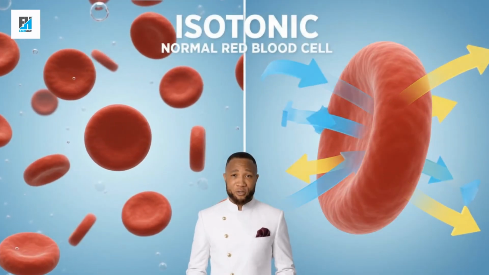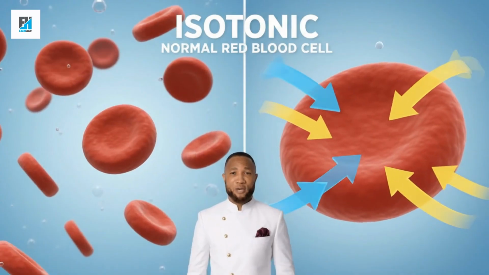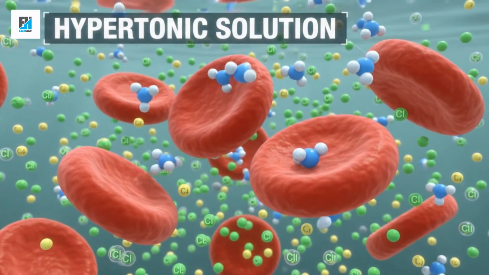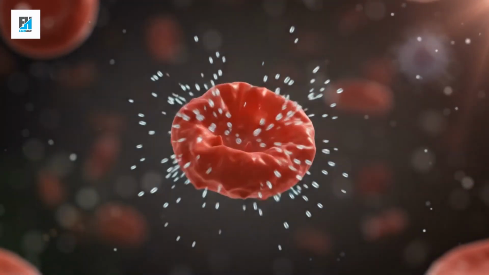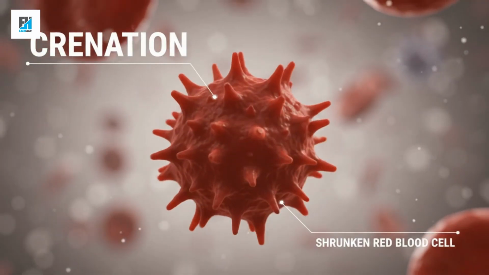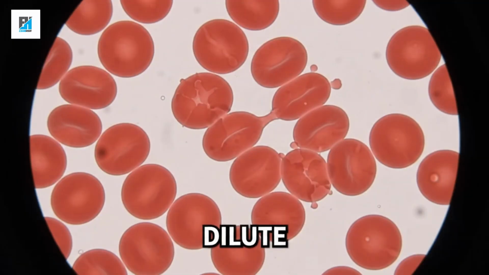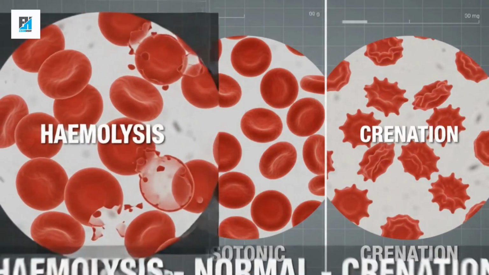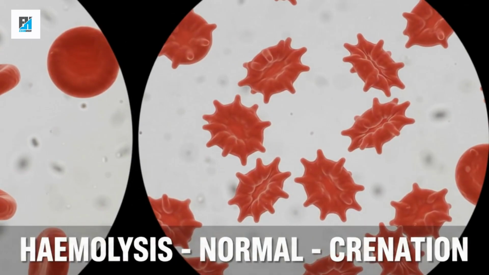In an isotonic solution, water enters and leaves red blood cells equally, so the cells remain normal. In a concentrated, or hypertonic solution, water leaves red blood cells and they shrink. The shrinking of red blood cells in a concentrated solution is called crenation. Scientists compare red blood cells in dilute, isotonic, and concentrated solutions. Dilute solution causes hemolysis. Isotonic solution keeps cells normal.